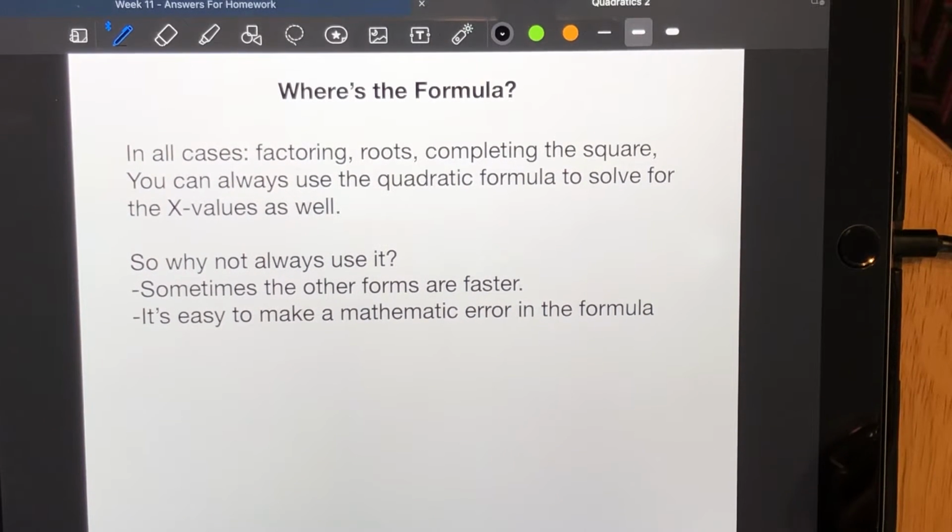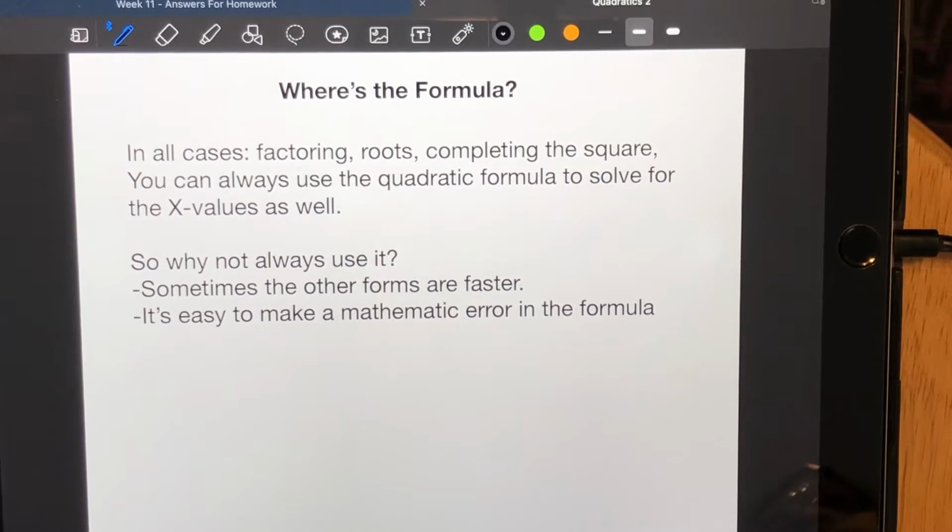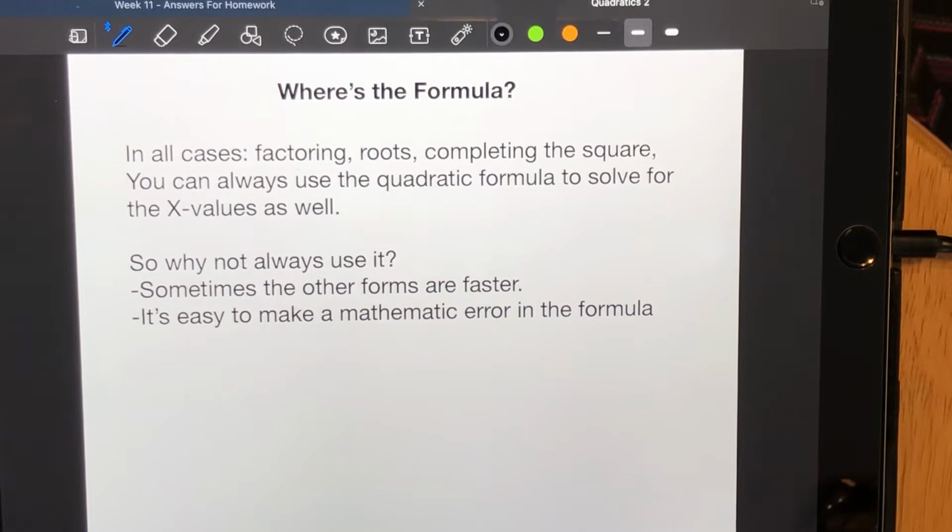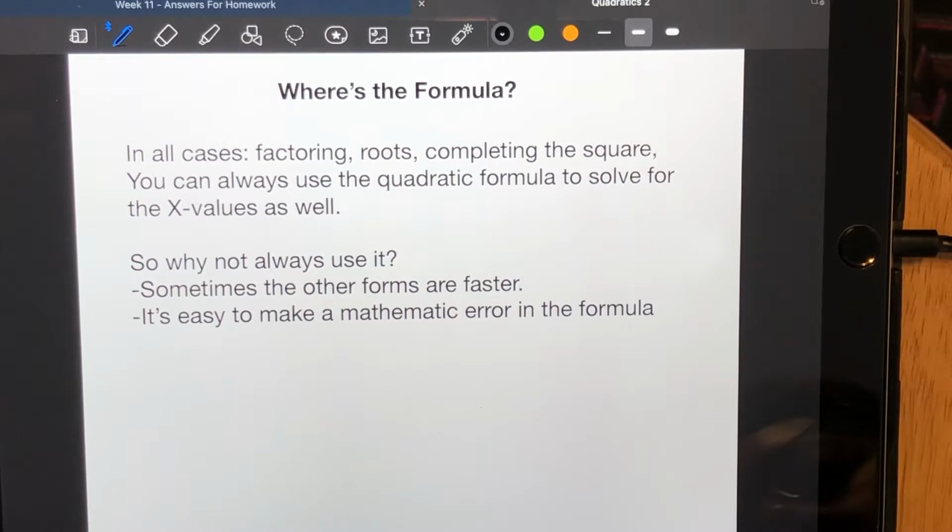where's the formula? Because it's math and there's always a formula. So where's the formula that I can just plug it in and be sure that I get the right value? Well, there is a specific formula and it's called the quadratic formula. And so then the question is, well, why don't we always use the quadratic formula?